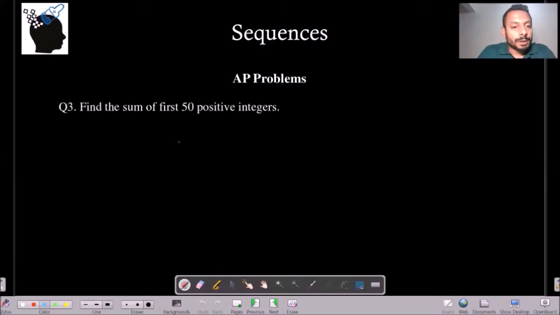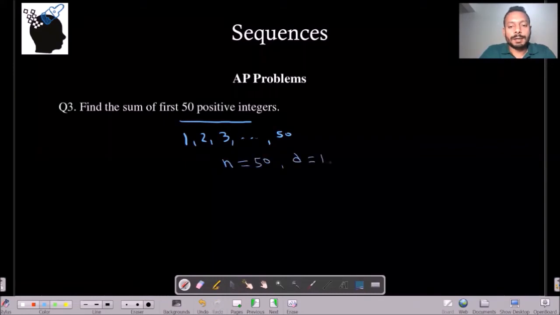Let's try it out. So find the sum of first 50 positive integers. That means the series is 1, 2, 3, all the way up to 50. So we know that the number of terms in this is 50. We know the common difference is 1. We also know the first term is 1. So we can use any of the formulas to find the sum of first 50 positive integers.